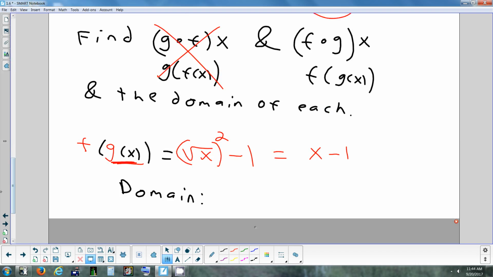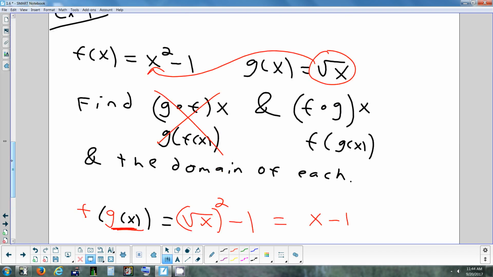Function g. That was the square root. Is there anything I need to be careful about plugging things in for x in function g? I can plug in 0. It can't be a negative. I can pick any number from 0 to infinity. All right? So we can't include negatives.